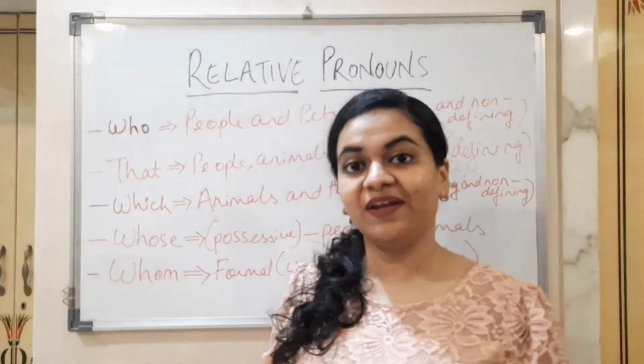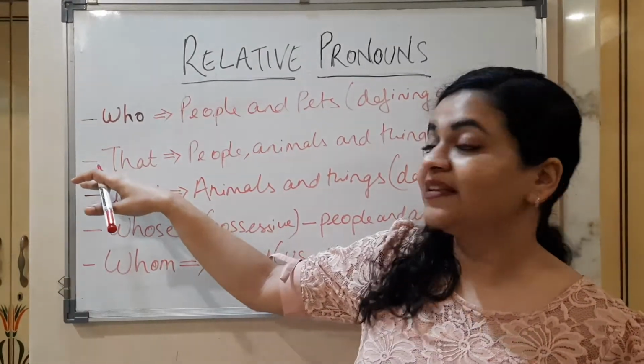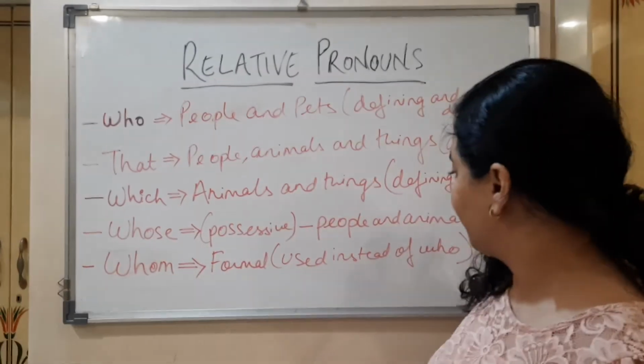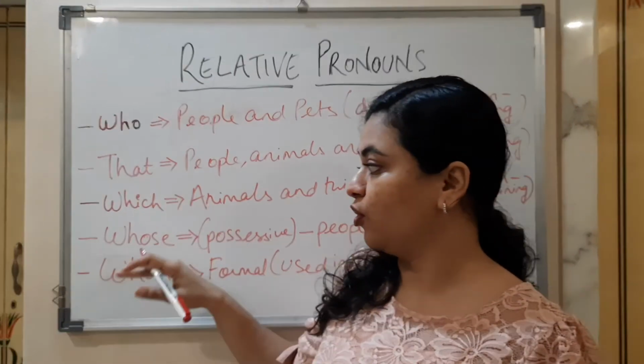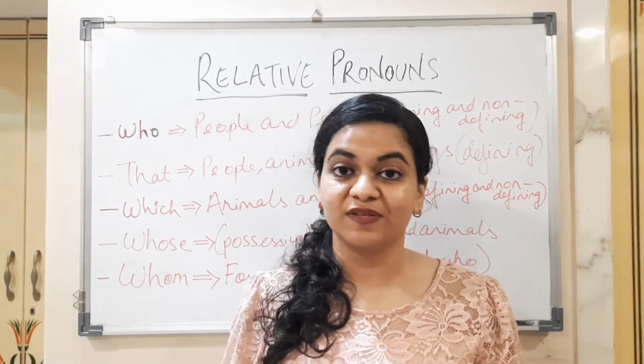Out of all the relative pronouns that we focused on today, there are 5. That is the only one which is defining. The rest are all defining and non-defining, including whom. I hope you all understood the major differences between each one of them.